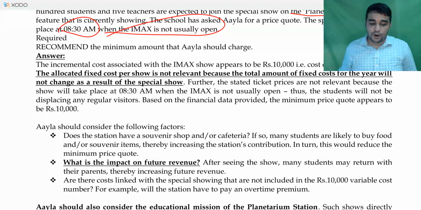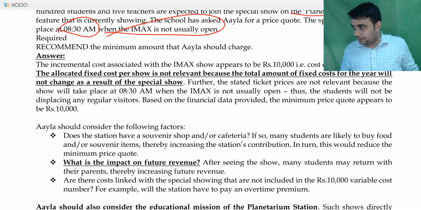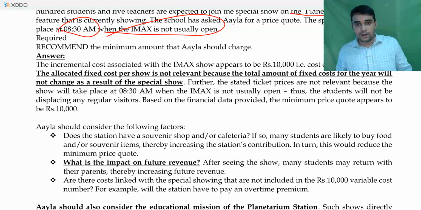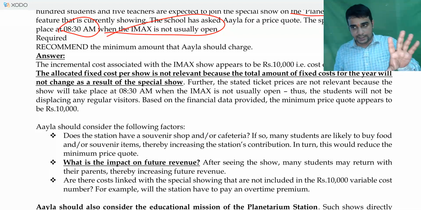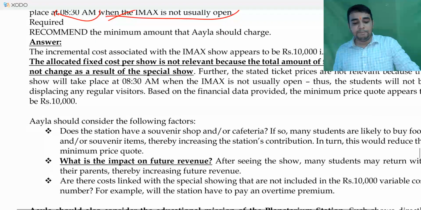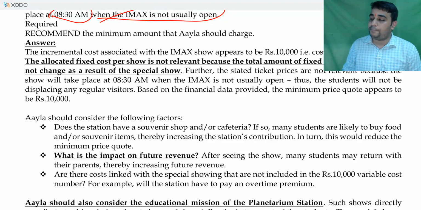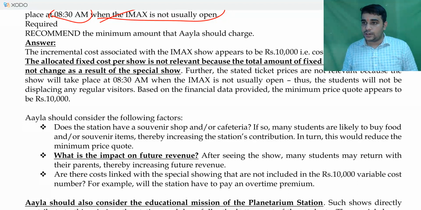However, you consider the following extra factors. Does the station have a souvenir shop or a cafeteria? If so, many students are likely to buy food, thereby increasing the station's contribution. In turn, this would reduce the minimum price quote. See, I am not expecting you to write the exact words, but broadly similar points in the exam. Write a logical reason for your points, whatever it is. What is the impact on future revenue? After seeing the show, many students may return with their parents, thereby increasing future revenue.